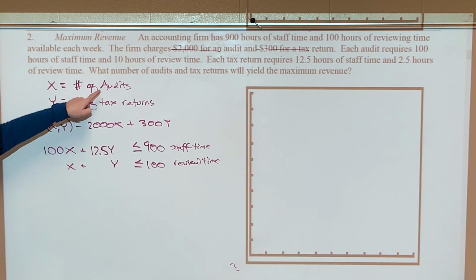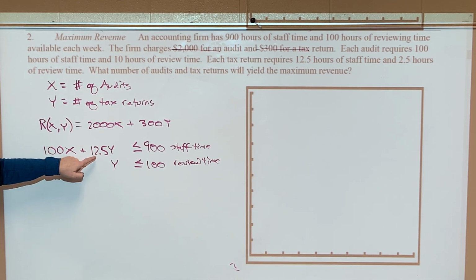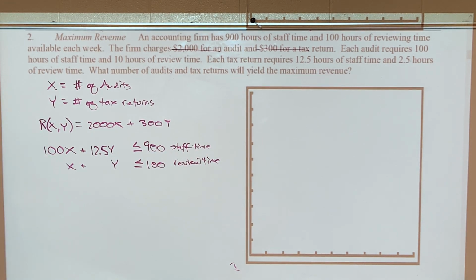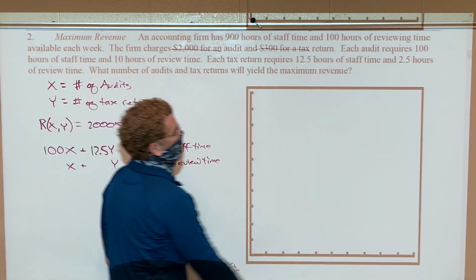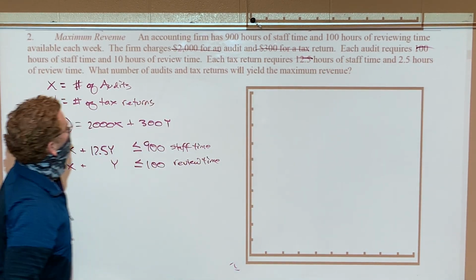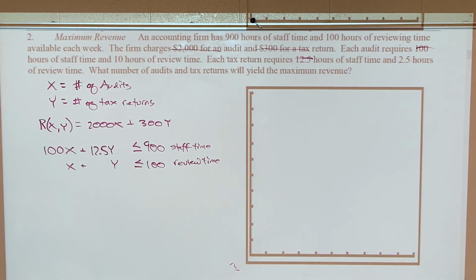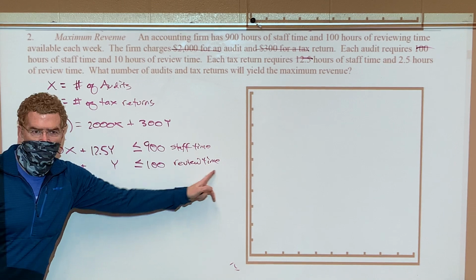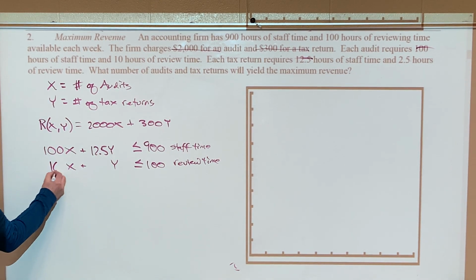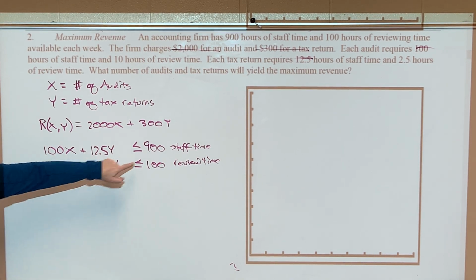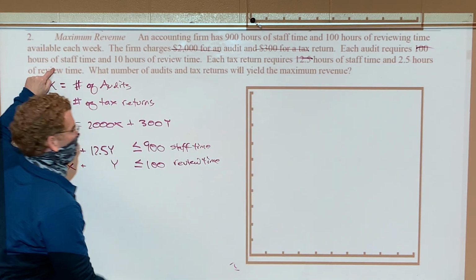And time times the number of audits times the number of tax returns, total amount of time. Now, that takes care of the 100 and the 12.5. Now what? 10 hours of review time, right? Review time, 10 hours for each audit is review time. And then what? Each tax return is Y, 2.5 hours of review time.